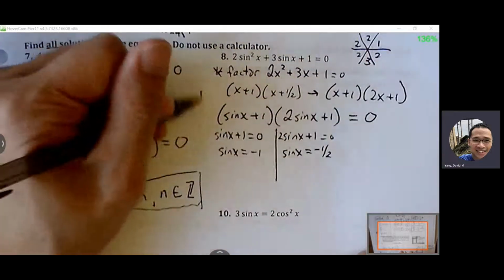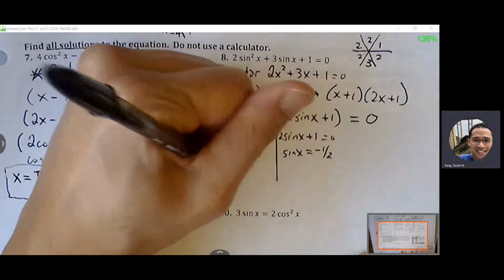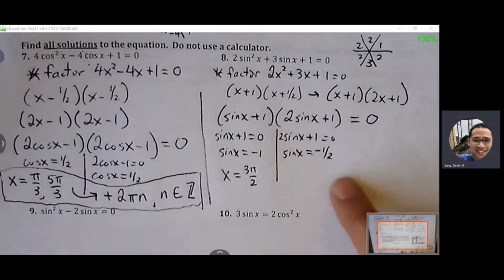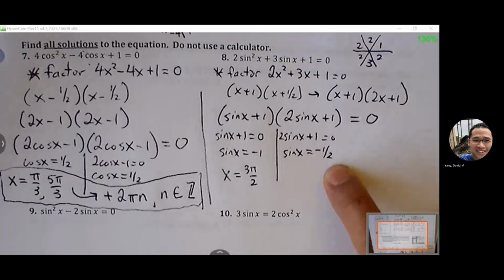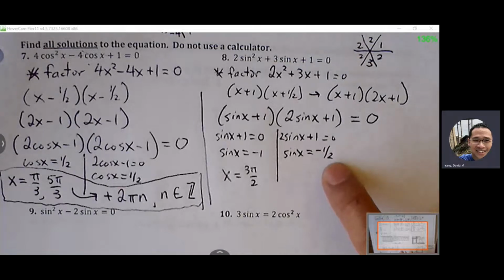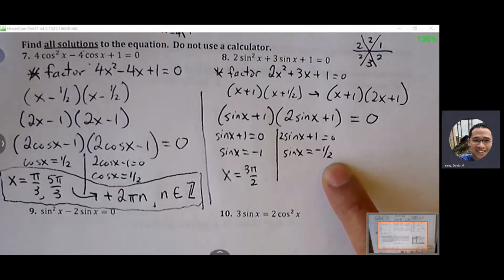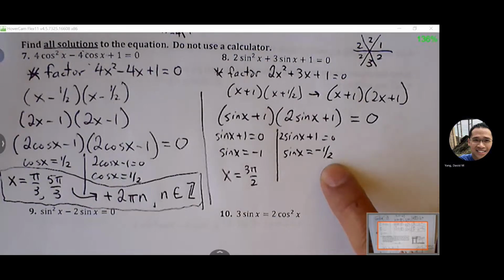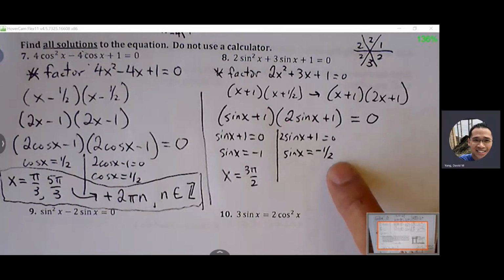Okay, sine x equals -1. And where's sine going to be -1/2? Which quadrants? 3rd and 4th. Variations of pi over 6, right?